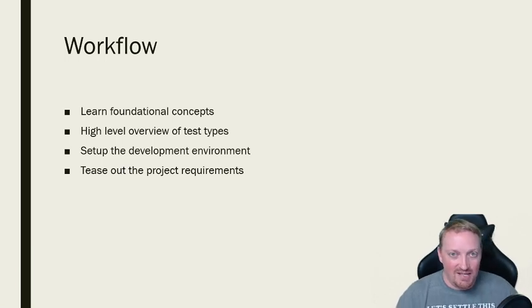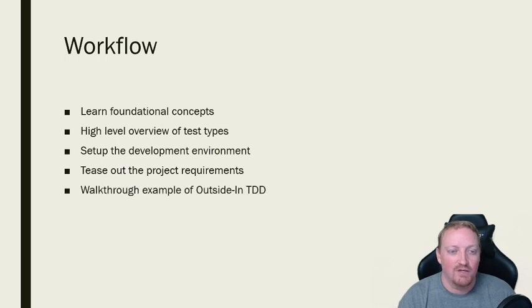Then we're going to tease out the project requirements. So we're going to take a look at the problem or the thing that we want to provide for our personas, or our clients, our customers, and we're going to figure out what a good set of project requirements would look like. We're going to walk through an example of Outside In TDD. So we're going to take those project requirements and actually go through an Outside In TDD process from those requirements to production ready code.